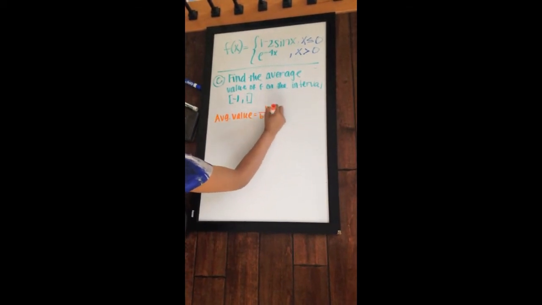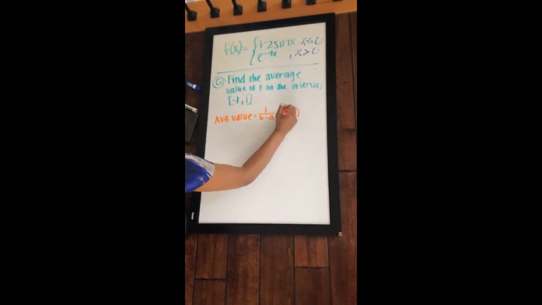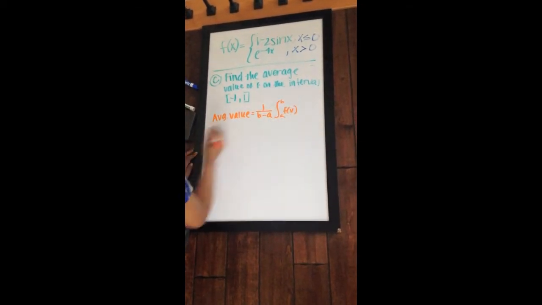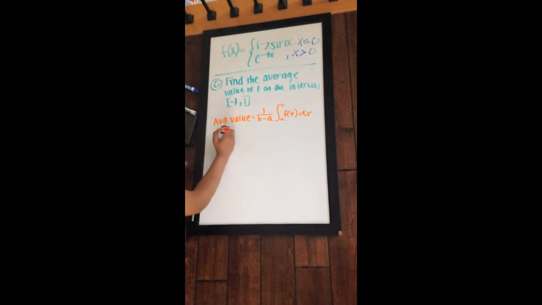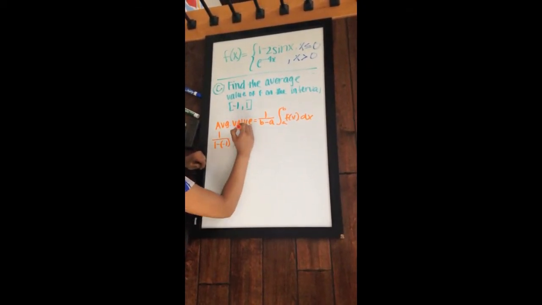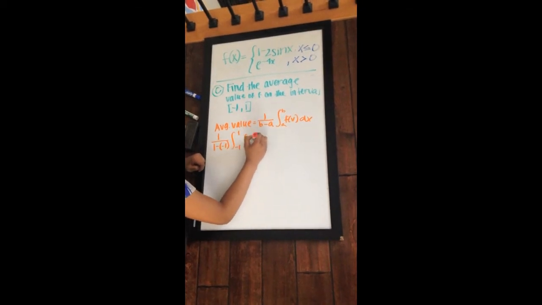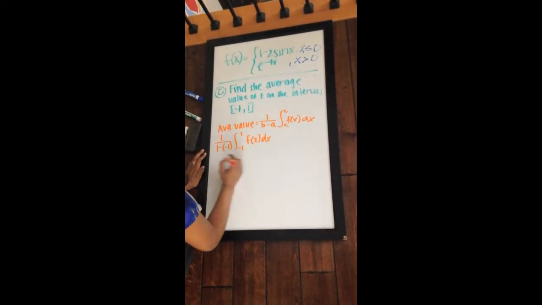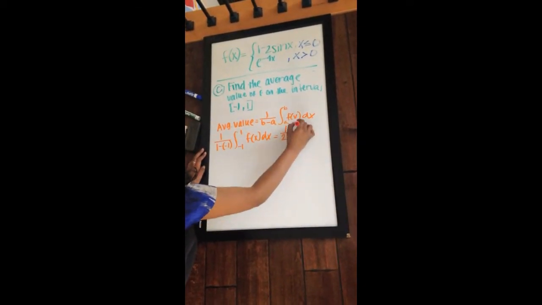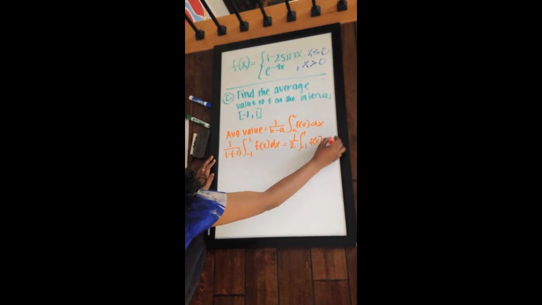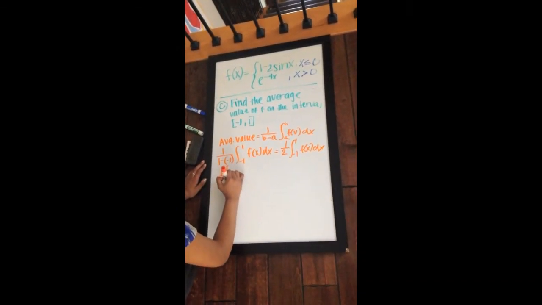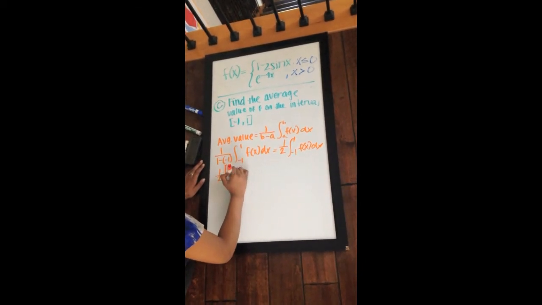So the average value function is actually going to be 1 over b minus a times the integral from a to b of f of x dx. And then when we incorporate that into our actual problem, we're going to get 1 over 1 minus negative 1 times the integral from negative 1 to 1 of f of x dx. So we're going to get 1/2 times the integral from negative 1 to 1 of f of x dx. So now we're going to split the integral like I was talking about before.